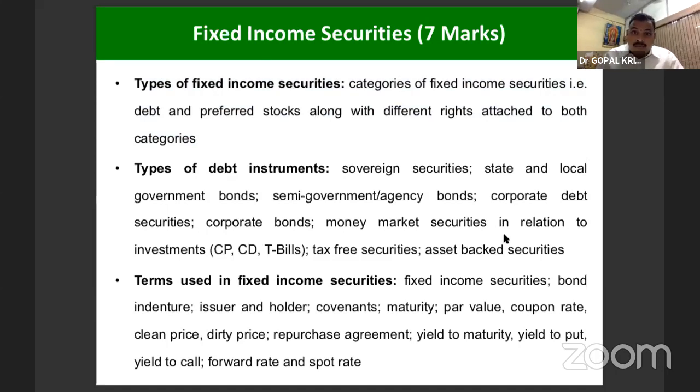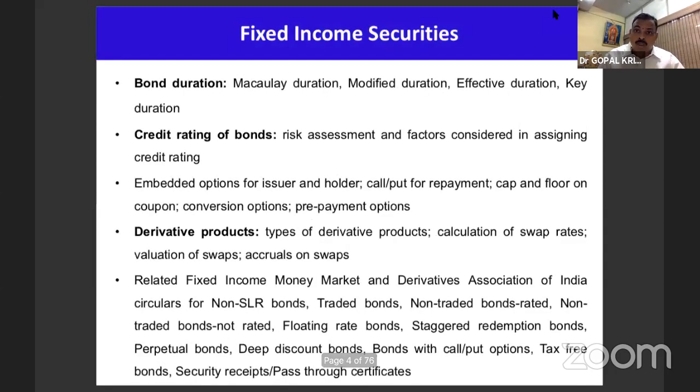Now the various types of debt instruments like sovereign securities, state and local government bonds, state government agency bonds, corporate debt securities, corporate bonds, money market securities, all this stuff. And terms used in fixed income securities like par value, coupon rate, issuer, holder, clean price, dirty price, YTM, YTP, YTC, forward rate, spot rate, and bond duration: the Macaulay duration, modified duration, effective duration, key duration.